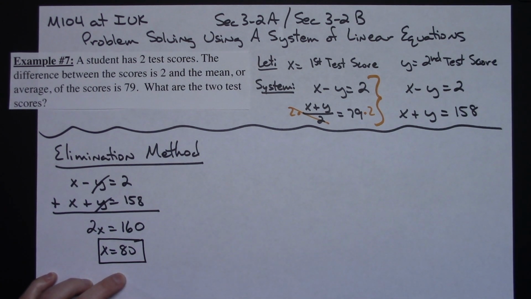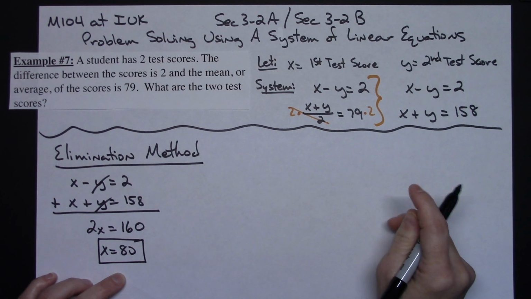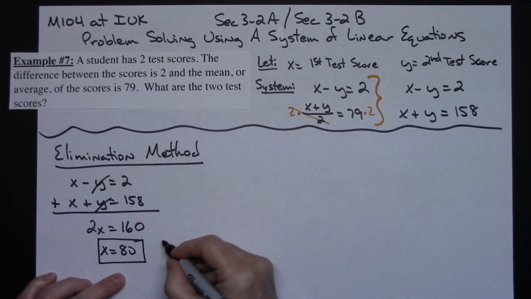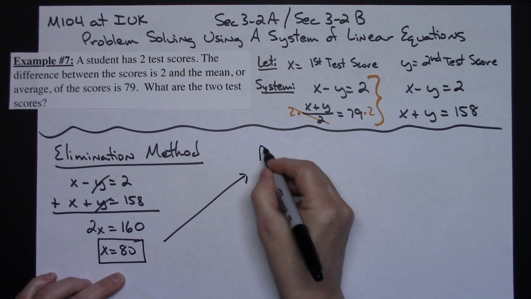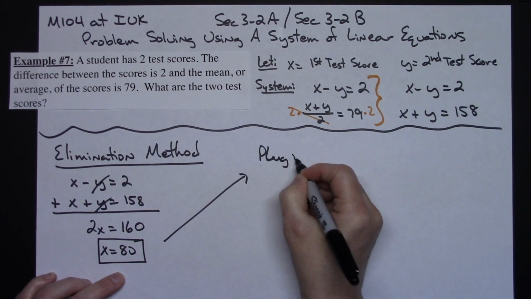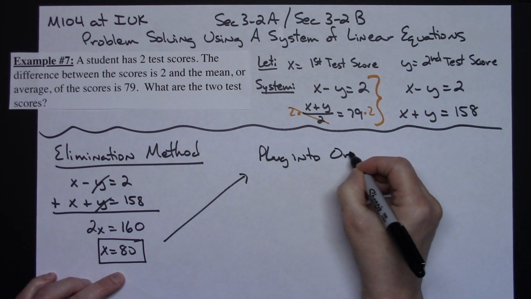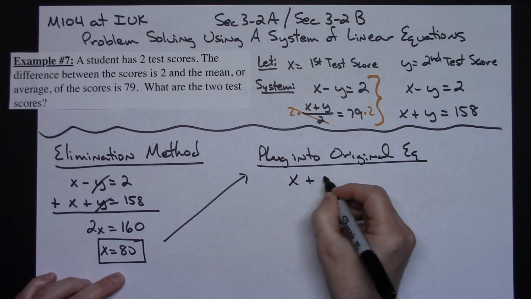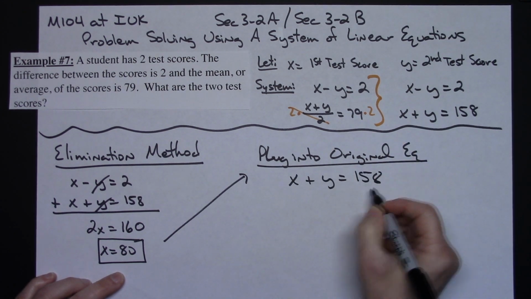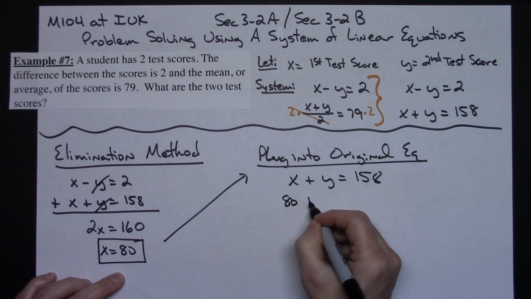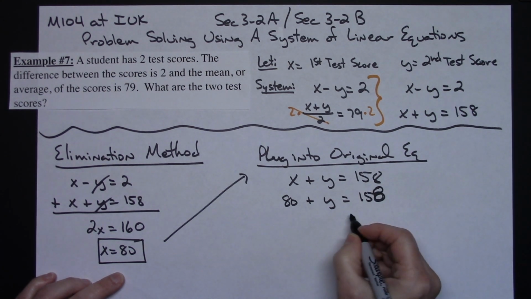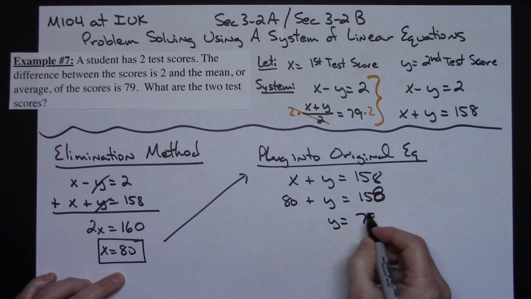Okay, so now I've got the first one. I'm going to plug it back into one of the two original equations so that I can figure out what the other one's going to be. I think I'm going to plug it into this one just because I don't want to have to deal with that negative y there. So plug into original equation. I'm going to choose the second one, so x plus y is equal to 158. I know that x is 80, so 80 plus y equals 158. If I go ahead and subtract 80 from both sides, I'm going to have y is equal to 78.